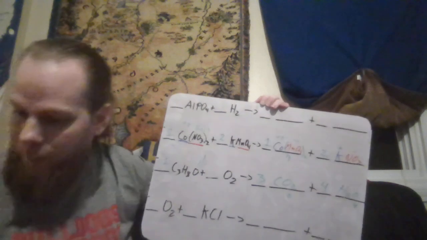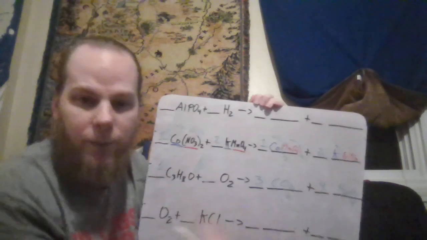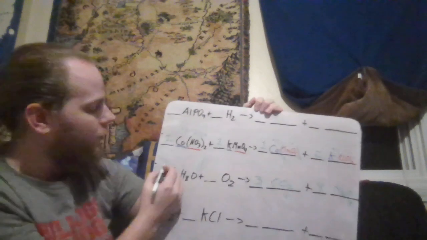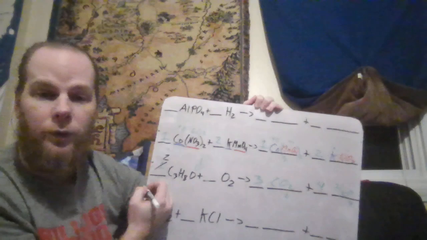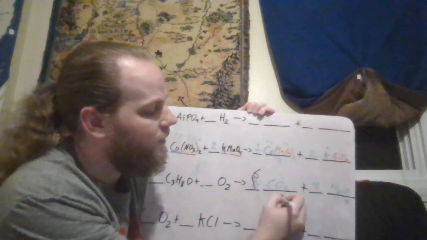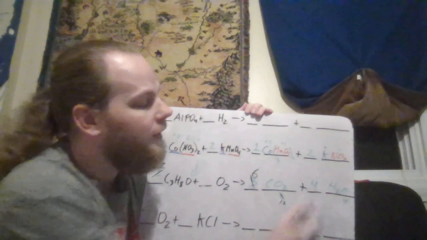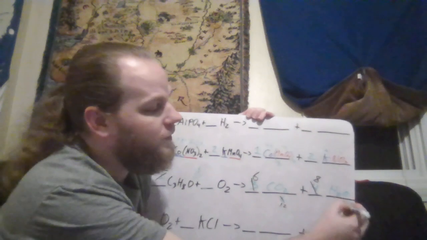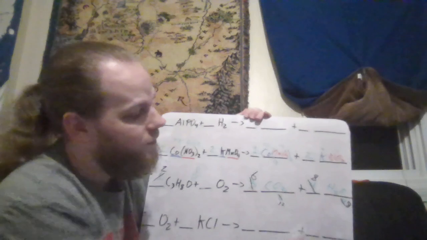Oh, I dropped my marker. Yeah. We have to double our coefficients on everything that we've written so far. So instead of a 1, this is a 2. Instead of a 3, this is now a 6, which makes this 12 oxygens. Instead of a 4, this is now an 8, which means we have 8 oxygens.